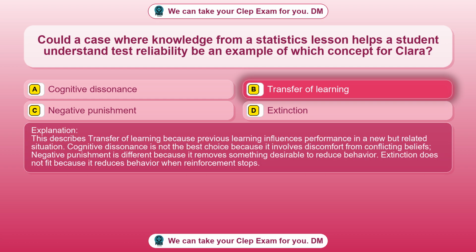This describes transfer of learning because previous learning influences performance in a new but related situation. Cognitive dissonance is not the best choice because it involves discomfort from conflicting beliefs. Negative punishment is different because it removes something desirable to reduce behavior. Extinction does not fit because it reduces behavior when reinforcement stops.